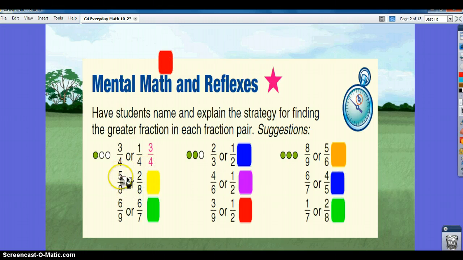Same idea in the next one, 5/8 or 2/8. 5/8 is larger. 6/9 or 6/7. Well, you're missing 3 out of 9 here, only 1 out of the 7 there. So that's 6/7.